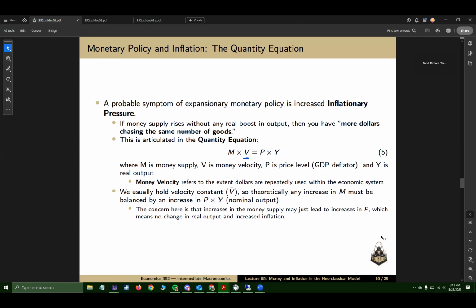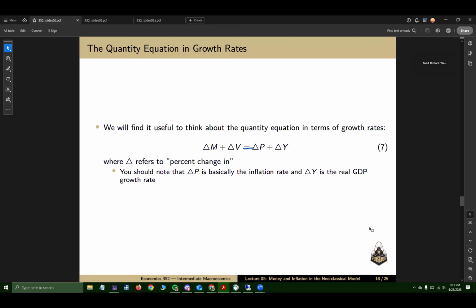Now, what we typically do is fix the velocity of money. We make it constant. And the reason why this is important is because we also tend to think about the quantity equation in terms of changes.